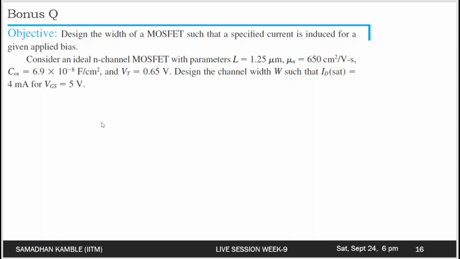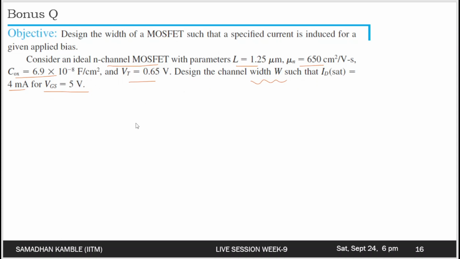So we need to design a MOSFET such that the specified value of current is induced, provided we have a particular bias. Different parameters are given. Consider the n-channel MOSFET first and foremost, with the parameters as the length, mobility, the oxide capacitance and the threshold voltage. And we need to design the channel width W such that the ID saturation value is 4 milliamp for VGS of 5 volt. So we need to find out the width such that all these parameters fit in.